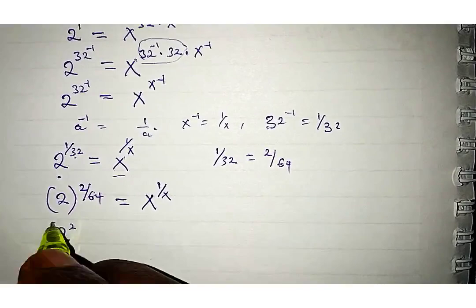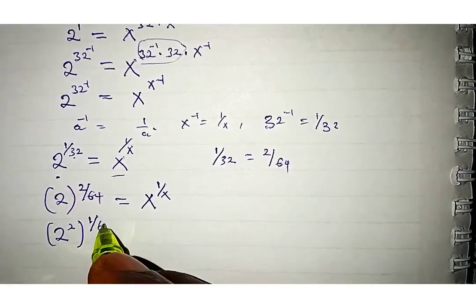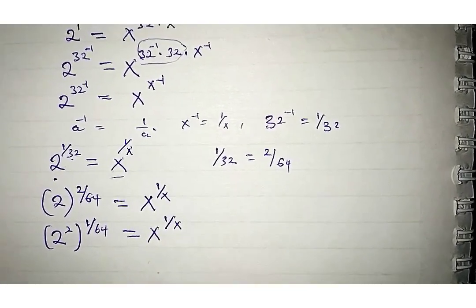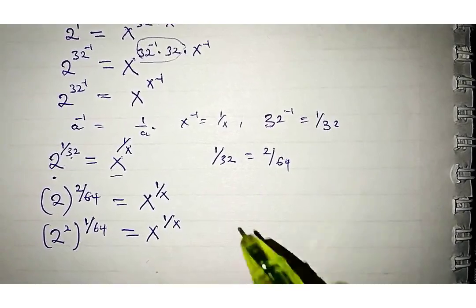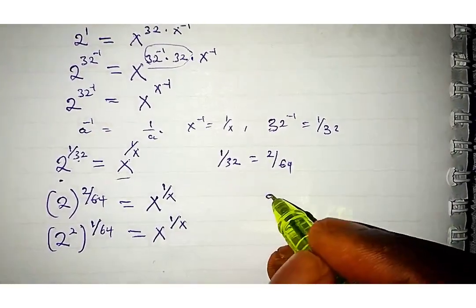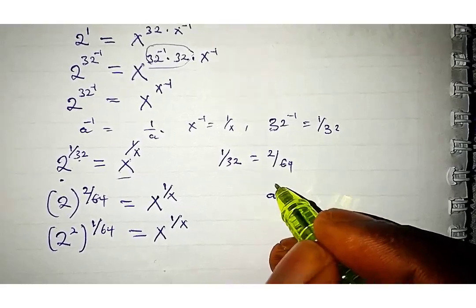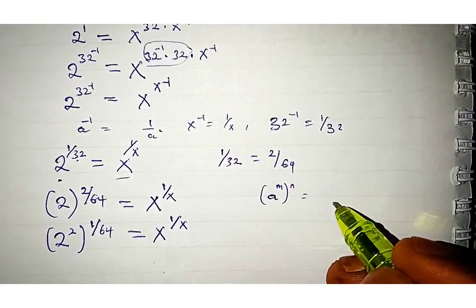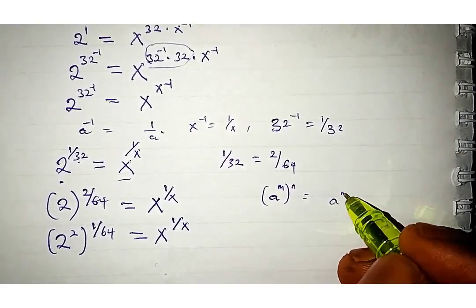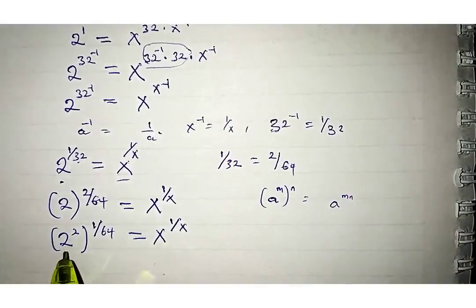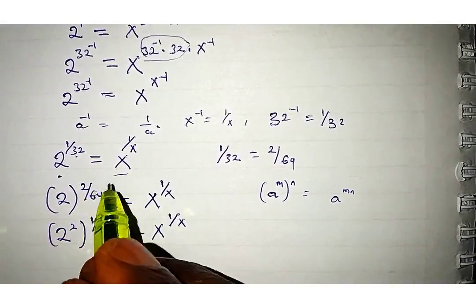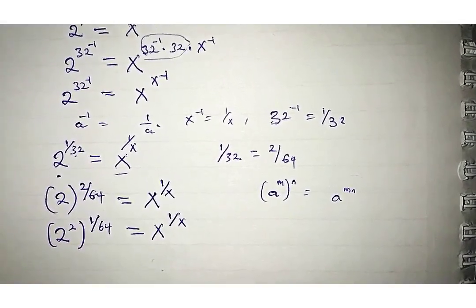2 squared all over what? 1 all over 64 is equal to x raised to power 1 all over x. We've not done anything wrong here, because remember the law of indices that says a to the power of m multiplied by n is the same thing as a to the power of mn. So if you apply this law here, you come back to 2 raised to the power of 2 over 64, which isn't really a big deal.